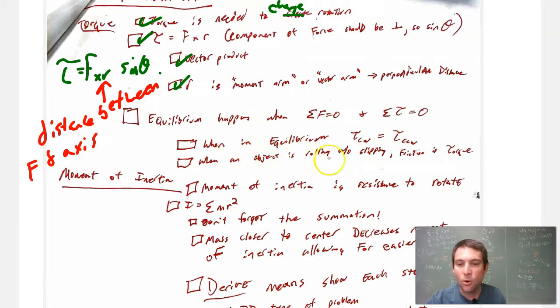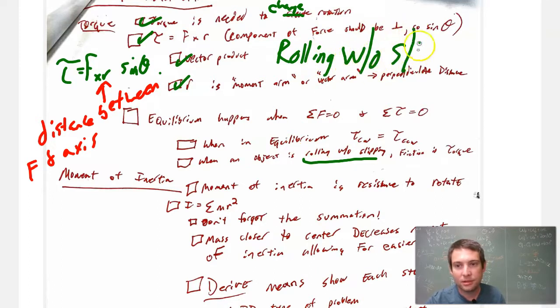When an object is rolling without slipping, please look for that phrase, rolling without slipping. If you're looking at a wheel or anything like that, that means you have friction, and that friction is causing the torque. It is static friction, so it is not dissipating the energy. Only kinetic friction dissipates your energy. So rolling without slipping means that you have friction applying a torque, again at the surface.